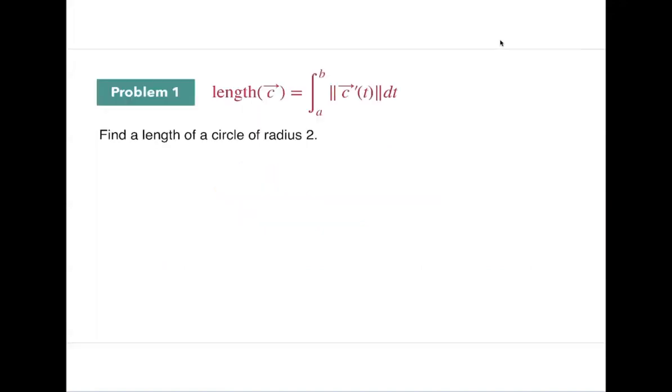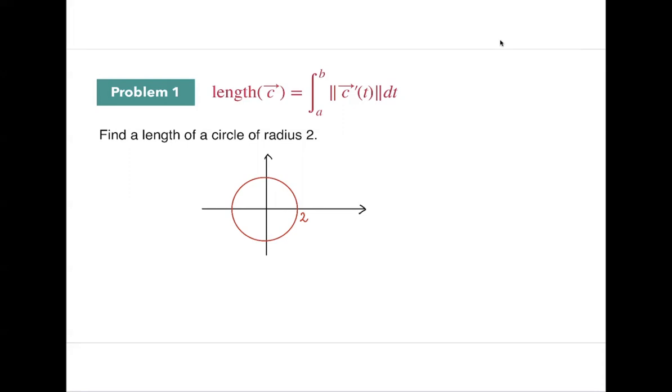So let's think about the circle of radius 2. For simplicity, we think about the circle centered at the origin. Then our circle will be like this, and let's say this is 2. So we draw the circle of radius 2, and to find the length of the curve, we want to parameterize this circle.